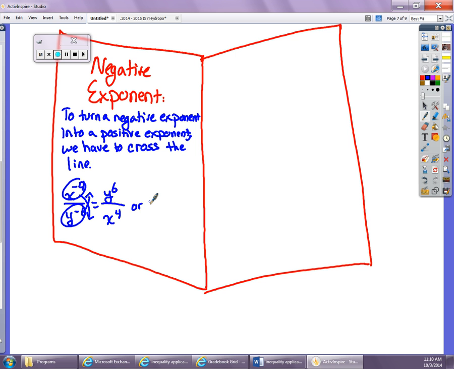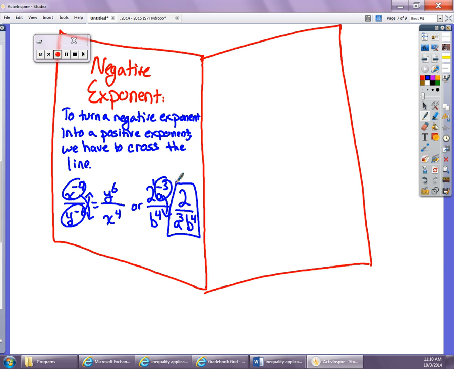Or if I give you another example, like 2a to the negative third and b to the fourth. Well, this is 2 to the first power because it's all by itself. Negative exponent crosses the line. b to the fourth is positive, so we don't do anything, so we're left with 2. The a to the third crossed the line, and b to the fourth stayed down there. And that's how we get our answer. So we think about just crossing that line.